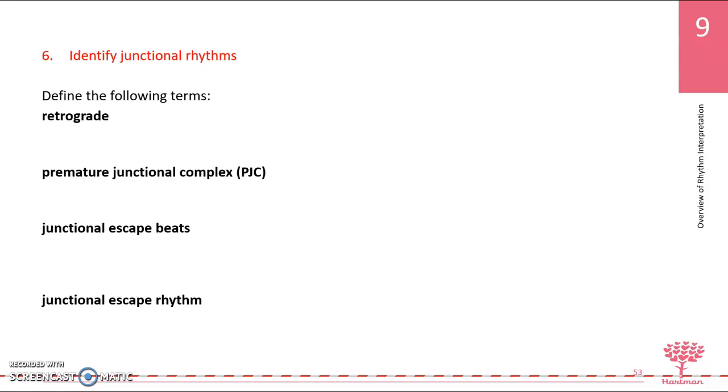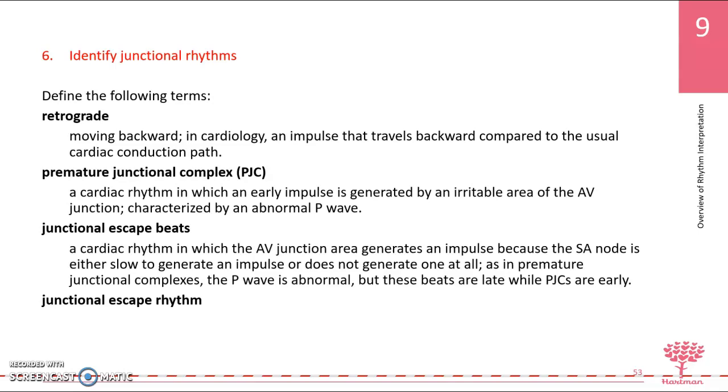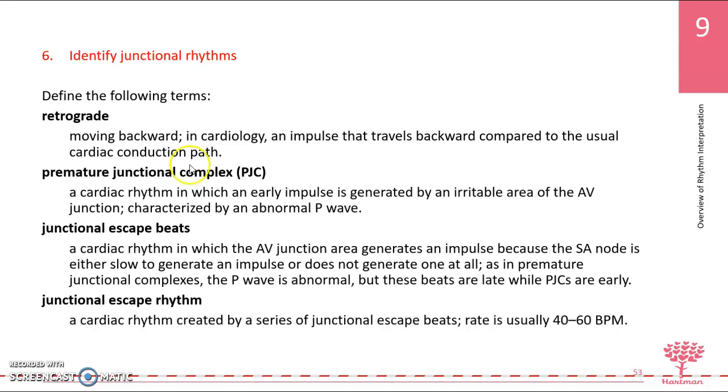I told you chapter 9 is really long, so I'm going to give it to you in segments here. We've already talked about atrial and sinus rhythms, and we're going to look at junctional rhythms and ventricular rhythms. As I go through this, I'm going to go fairly quick because you can look at this on your own too, but I'm just going to hit the high notes. Here's some vocabulary that you need to know: retrograde, premature junctional complex, junctional escape beats, junctional escape rhythms. We're going to look at what those look like here in a second.